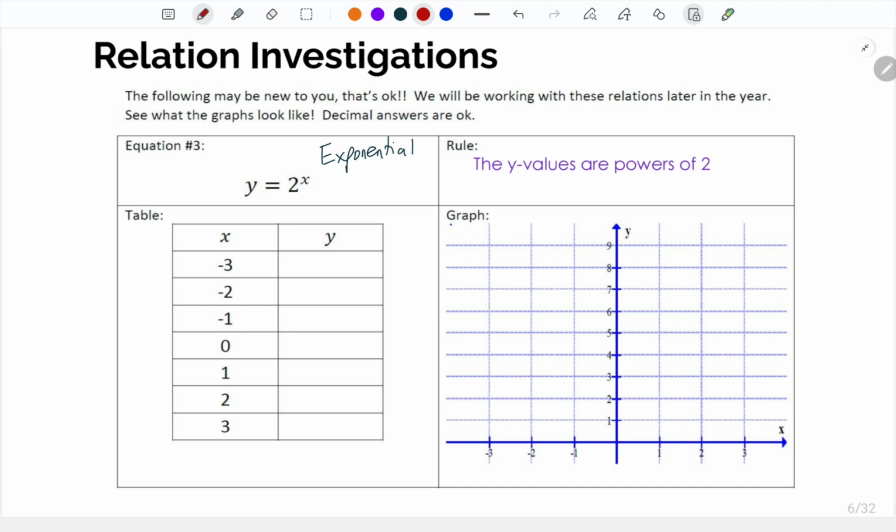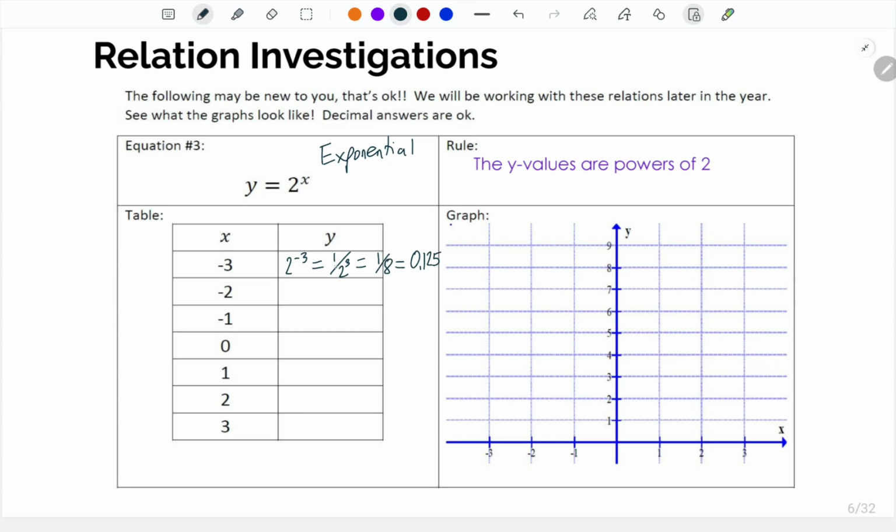So the y values are powers of 2. So that means if you were to substitute in 2 to the negative 3, we have to be careful because negative exponents actually make a fraction. So it'll be y to 1 over 2 to the 3. And then that'd be 1 over 8, which is 0.125. But if you can, leave your answers as fractions, but sometimes having a decimal, if you're plotting it, can help figure out where that is on the graph more accurately.